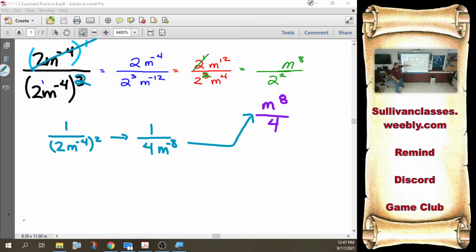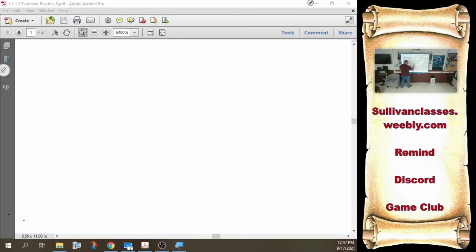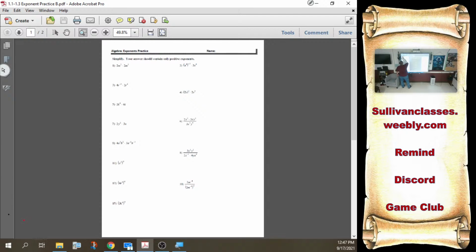Like right here, there was nothing left on the numerator. So I put a 1 as a placeholder. As soon as the m came upstairs, I don't need a placeholder anymore because now there's something there. Okay, it's kind of like you don't need someone to hold your place in line if you're in line.